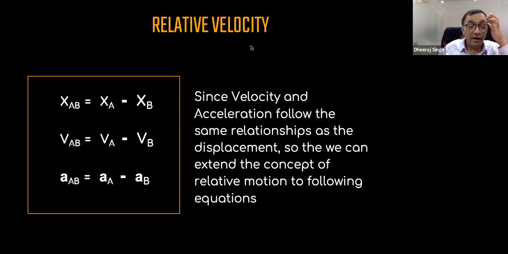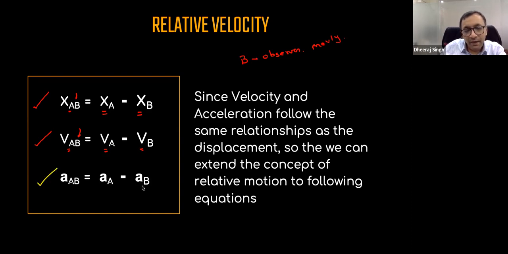Now, someone is asking, what is the point of understanding that graph? The point of understanding that graph is this. The x coordinate of A relative to B is the x coordinate of A minus the x coordinate of B. All right. Similarly, you can write velocity. Velocity of A with respect to B is equal to velocity of A minus velocity of B. B is the observer that can move. Same way you can write for the acceleration. Acceleration of A relative to B is acceleration of A minus acceleration of B.